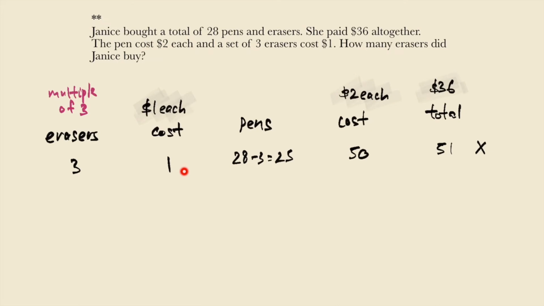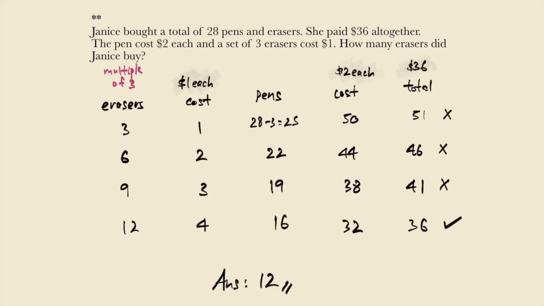$1. Knowing that the total number of objects is 28, right? I shall take the difference and say that is my number of pens. So I've got 25 pens in this case, having 3 erasers, then at $2 each, that would be $50 in value. Add them up, you get $51 and check whether it is the 36 that we are supposed to get. And in this case, no.